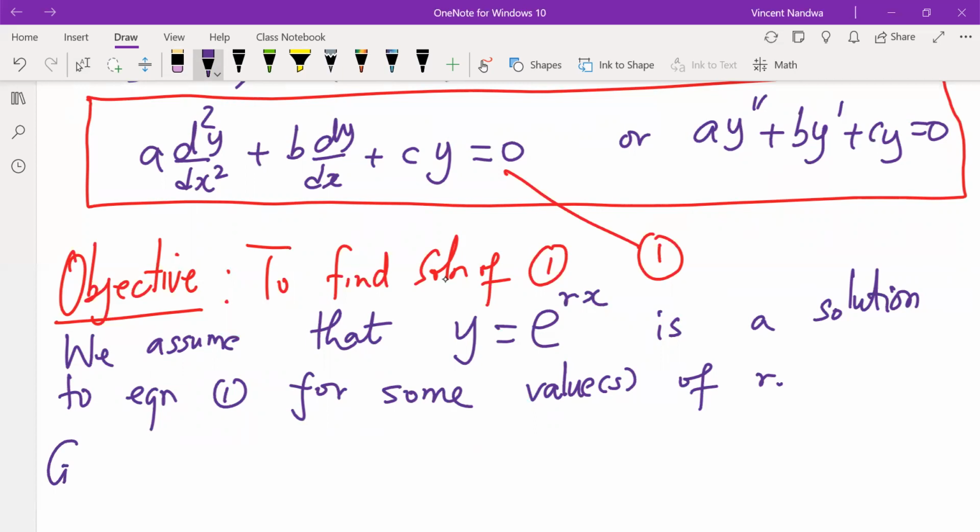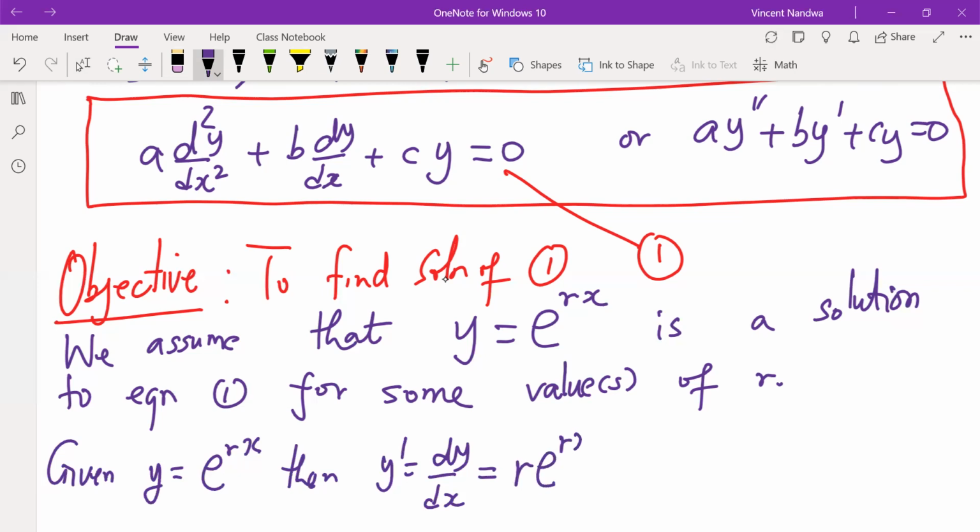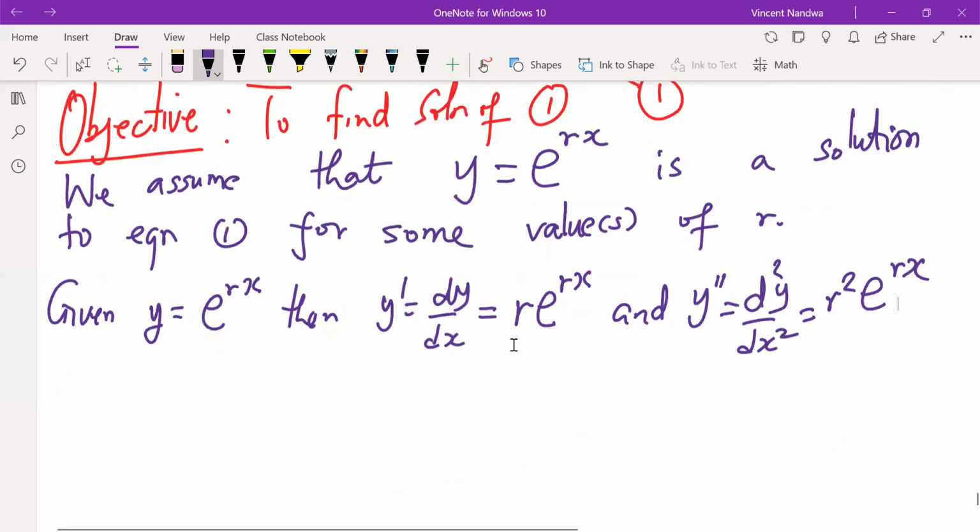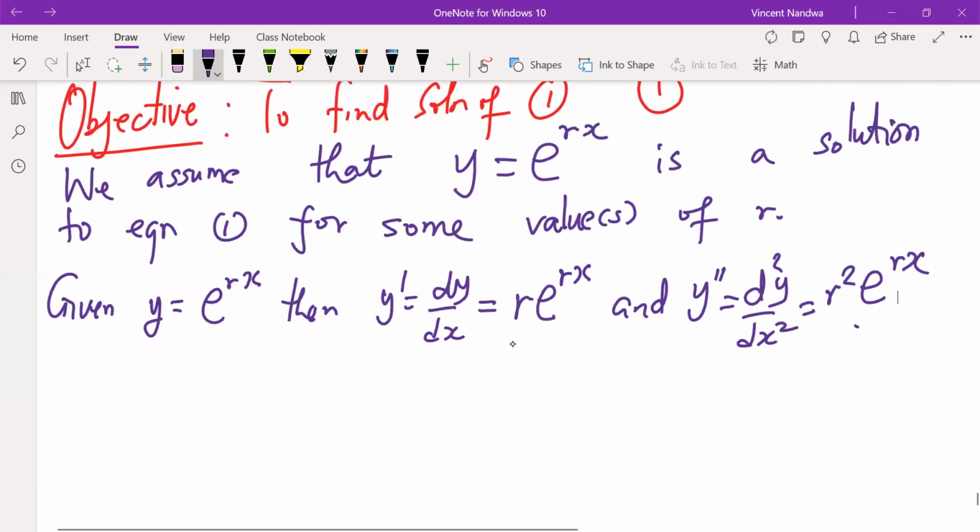So given y equals e raised power rx, then y prime, which is dy dx, using the chain rule, differentiating this one. Remember, r is a constant, so differentiating with respect to x, we get r e raised power rx, and the second derivative means we differentiate this first derivative, we get r squared e raised power rx. So let's call this one 2.